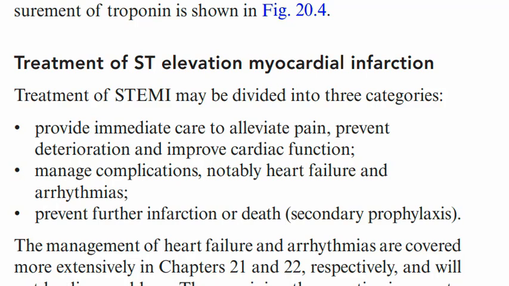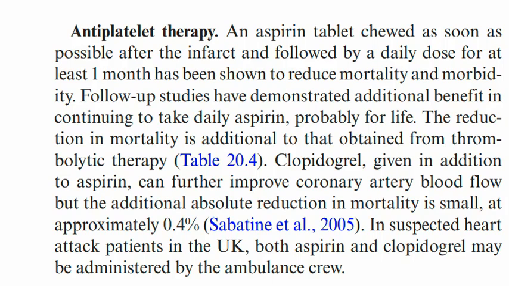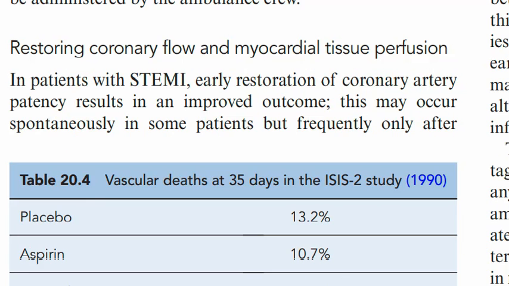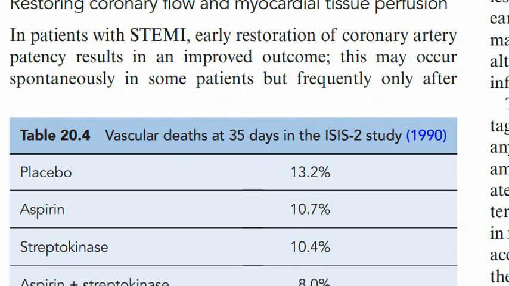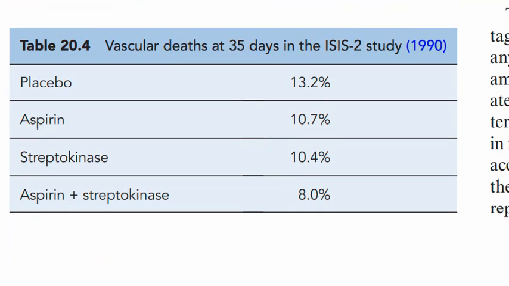For ST elevation, we go for pain relief along with antiplatelet therapy. Use of aspirin or clopidogrel is recommended, with quick restoration of coronary flow and myocardial tissue perfusion. Use of aspirin along with fibrinolytics is also a good combination that reduces the mortality rate, by up to 10%.